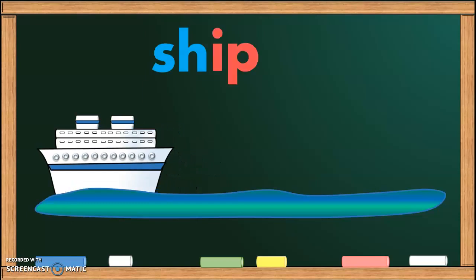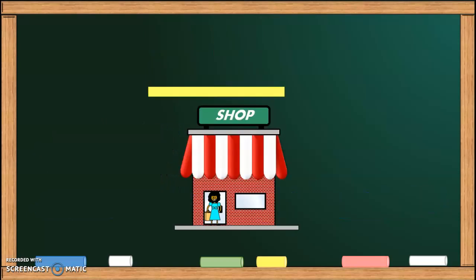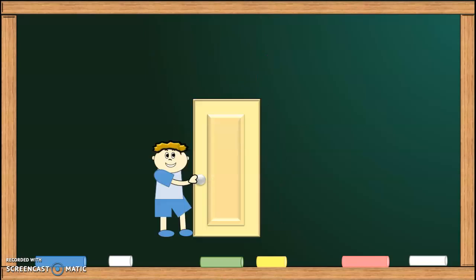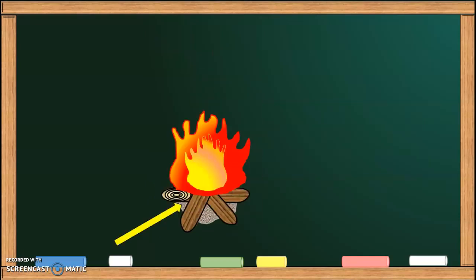Sh. Ip, ship. Sh. Op, shop. Sh. Ut, shut. Ash. Ash is the gray stuff that's left over after you burn wood or other things.